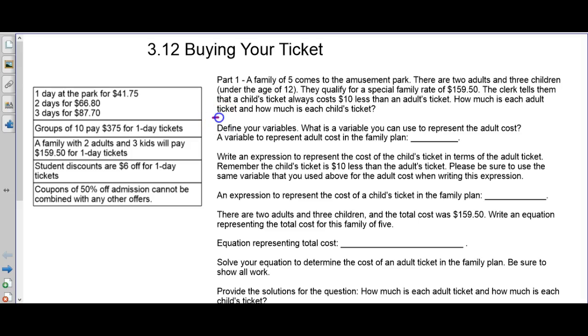So first, we want to define our variables. And so for the adult cost, I'm just going to use A for adult. And I'll do a capital A because my lowercase a's tend to look similar to numbers. So then the second part, write an expression to represent the cost of a child's ticket in terms of the adult's ticket. Remember, the child's ticket is 10 less than the adult's ticket. So that's the important part.